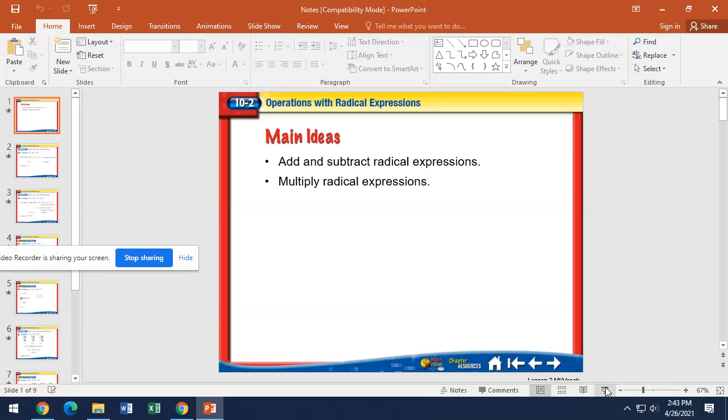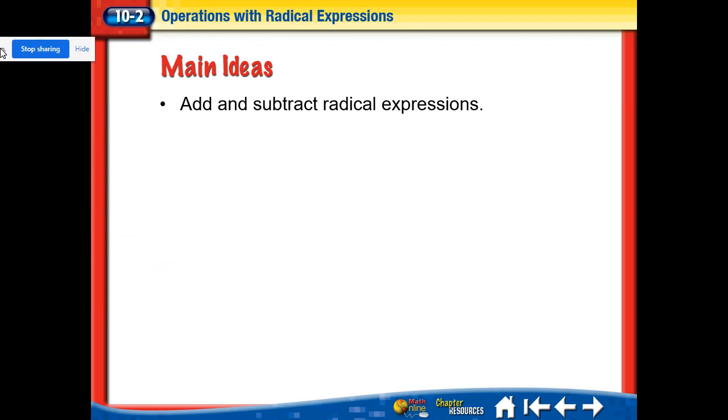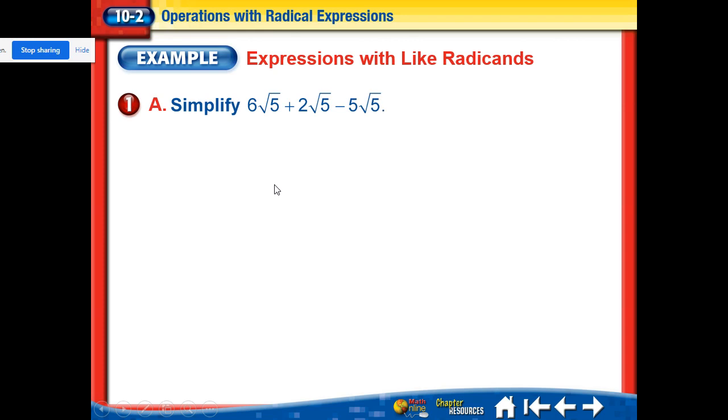All right, today we're going to be talking about some operations with radicals. The specific operation we're going to talk about today is adding and subtracting radical expressions. Multiplying radical expressions we're going to do tomorrow, actually. So how do we add radicals?